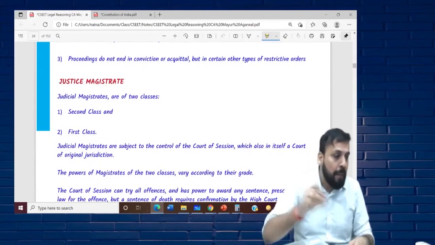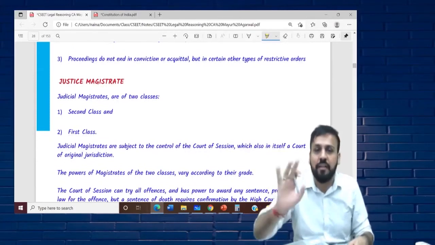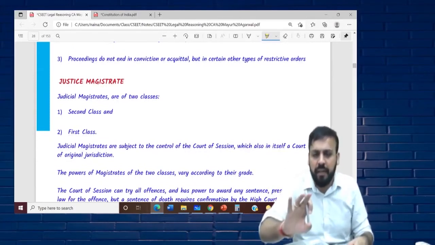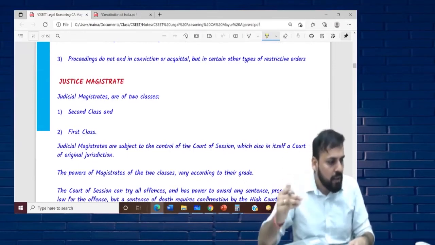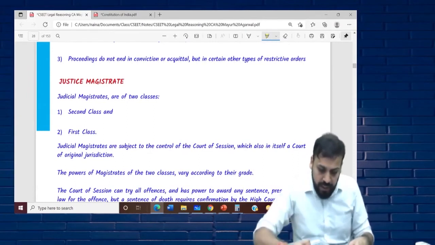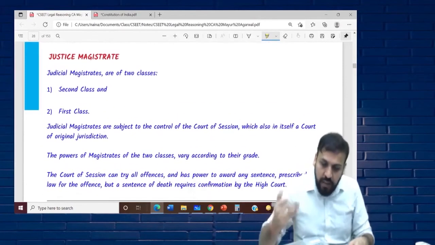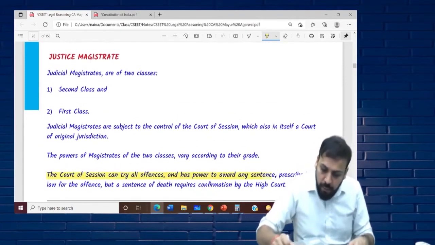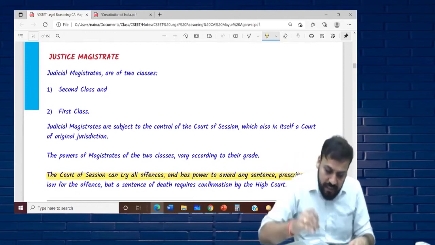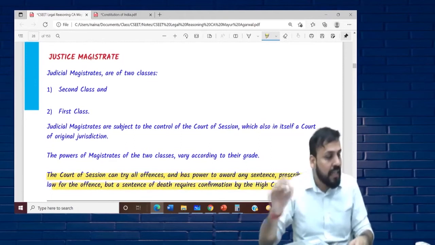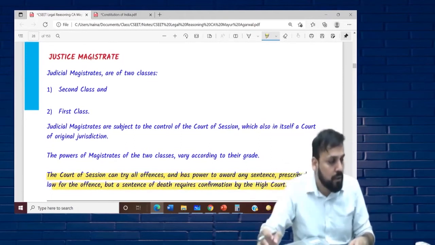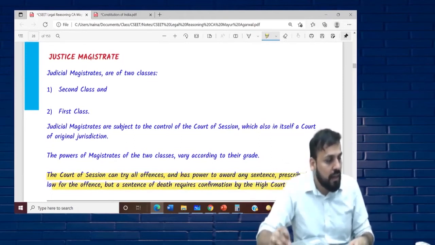See, it may happen that first class can declare 10 years jail, while second class, for example, may declare 6 years jail. So power is being distributed. And the court of sessions can try all offenses and has the power to award any sentence, even death sentence. But before giving a death sentence, they will take the high court's permission.